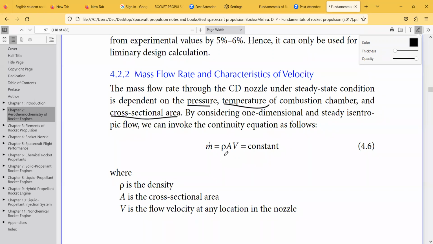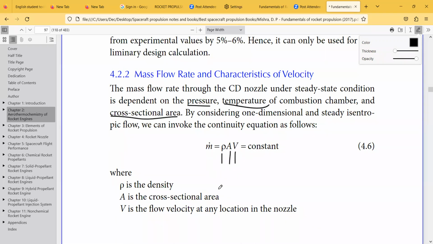So you can see density, cross-sectional area, and the velocity. Okay, this is the velocity. That is the flow velocity at any location in the nozzle. So this is called conservation of mass. M dot is equal to rho A V.